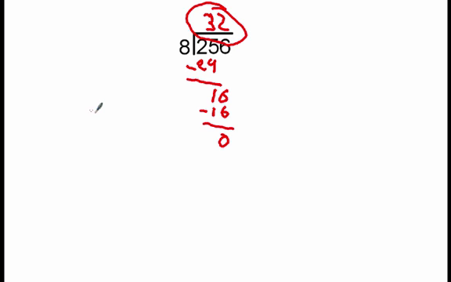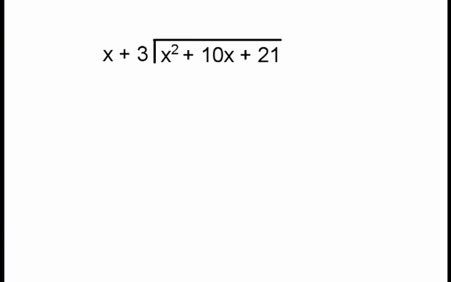32. We can check our work by saying, okay, 32 times 8. 2 times 8 is 16. Carry our 1. 3 times 8 is 24 plus 1, 256. So we know we got the right answer. So that's just a basic general review of long division. Now let's take that exact same concept and apply it to polynomials.